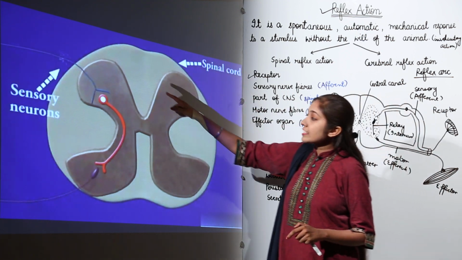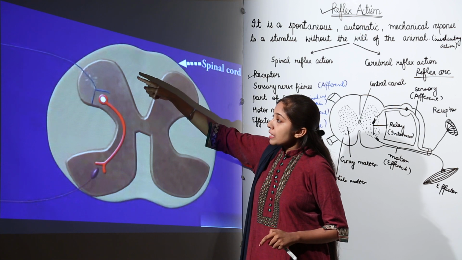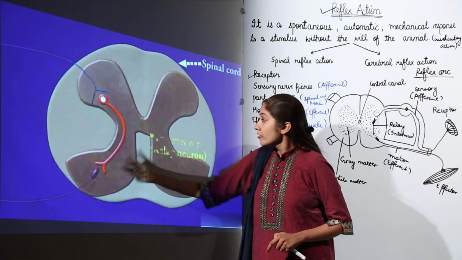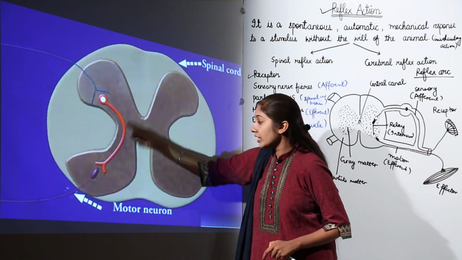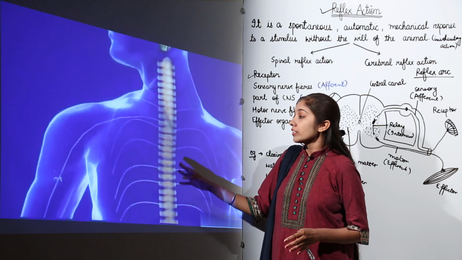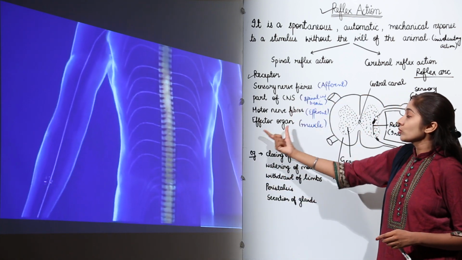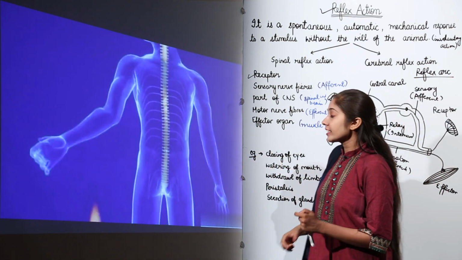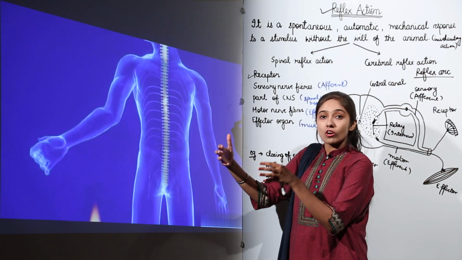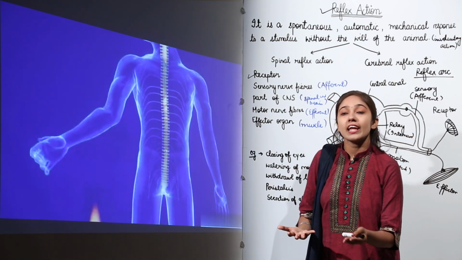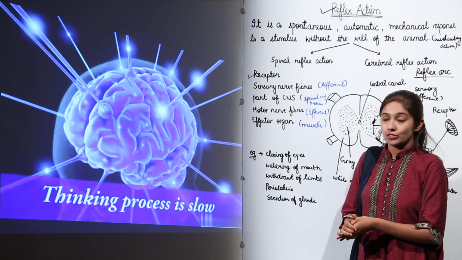Then, through the sensory neurons, as you can see, this impulse is transmitted to the motor nerve fiber from what? From this interneuron, that is the relay neuron. Now this message is being interpreted and transferred through the motor neuron to what? To the effector organ, that is your muscle in this case, right? So these muscles contract and you pull your hand back. This is what a reflex action is, right? And this is the mechanism of the reflex action.